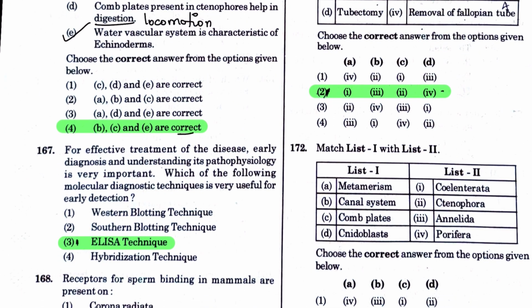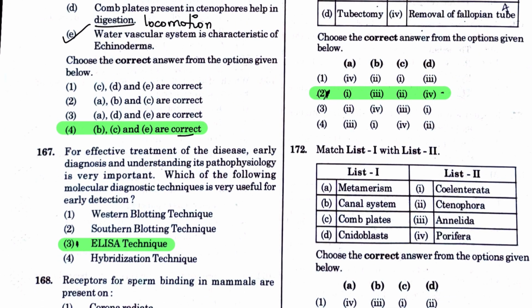Okay, 167. For effective treatment of the disease, early diagnosis and understanding its pathophysiology is very important. So which of the following molecular diagnostic technique is very useful for early detection? Whenever this term comes, remember PCR and ELISA for early detection. So PCR is not given in the option. So ELISA is the answer.